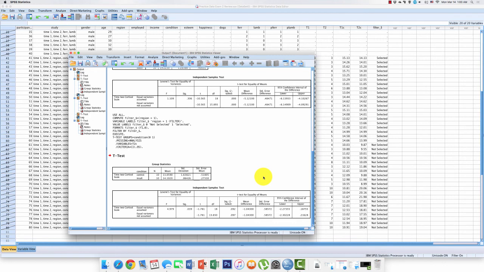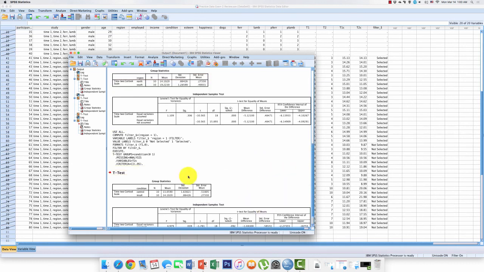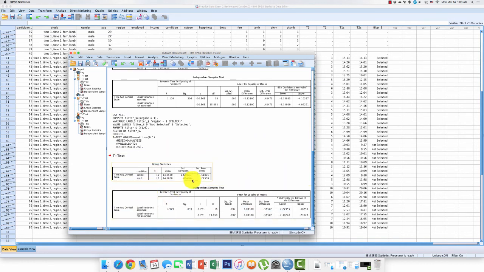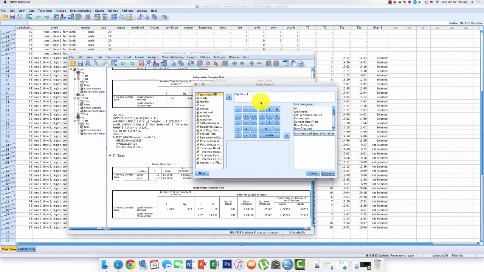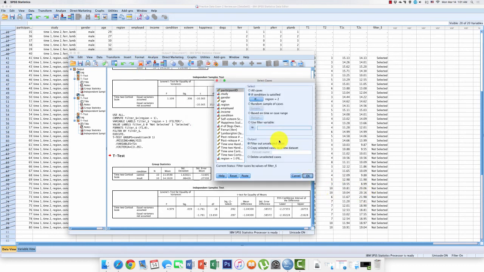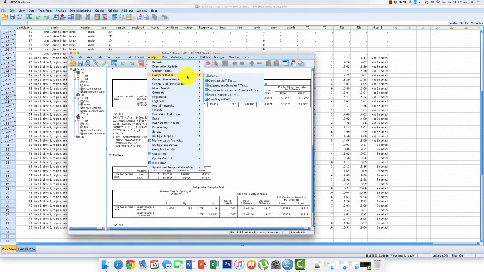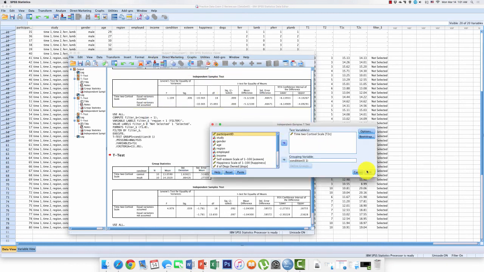I noticed some of you made the mistake that if p is less than 0.01, then it's significant. If it's greater than 0.01, it's not. That's incorrect. As long as it's less than 0.05, then it's significant. Okay, so you did this. Now we're going to do it one more time, but instead of select cases, we're going to put region equals 2. Hit OK. And then compare means independent samples t-test.